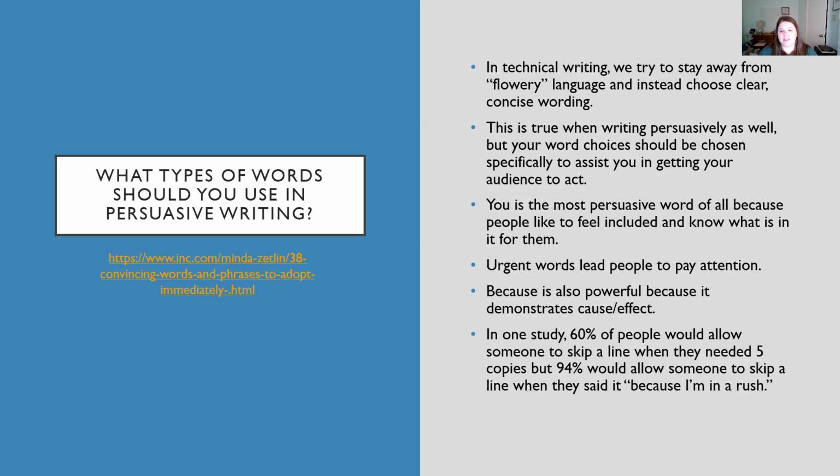Second, urgent words lead people to pay attention. So if you are trying to get them to do something because it's important to do it immediately, you would tell them that. For instance, if you have people that are discussing the urgency of doing something about the coronavirus outbreak, then it's important that you do it now. It's important that you do it soon. So you would let them know that those urgent words are going to help lead them to care more about what you're doing and hopefully act at all, or certainly faster than they would have otherwise. Because is also a powerful word because it demonstrates cause and effect.